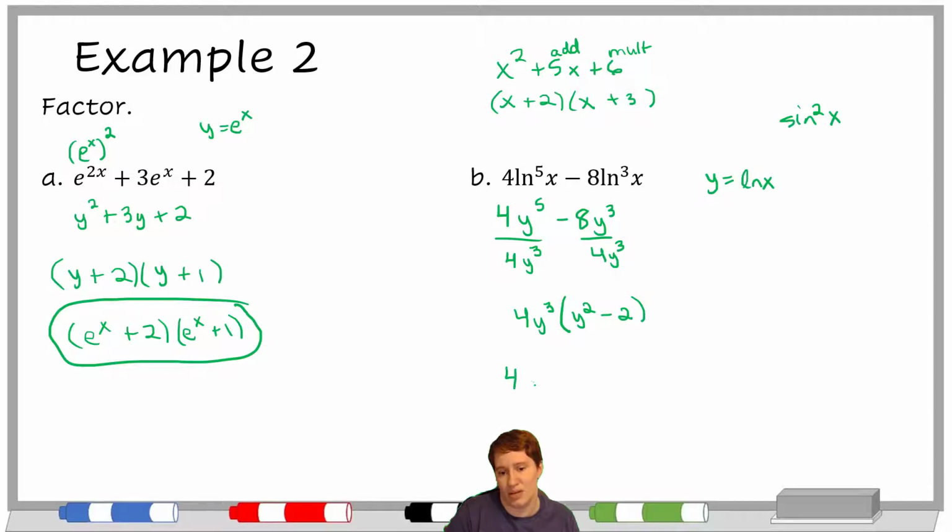And then we just put the natural log back in. So natural log of x cubed is natural log of x with the cube there. Then we've got natural log of x squared, and minus 2.